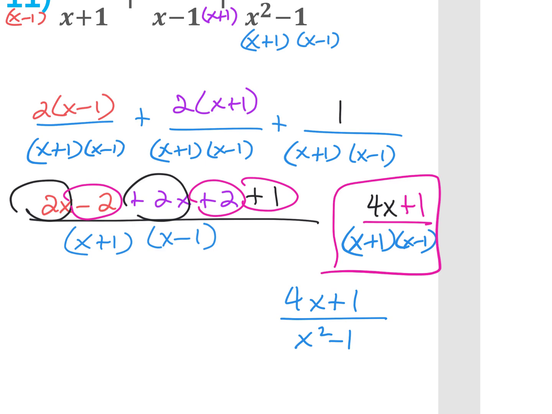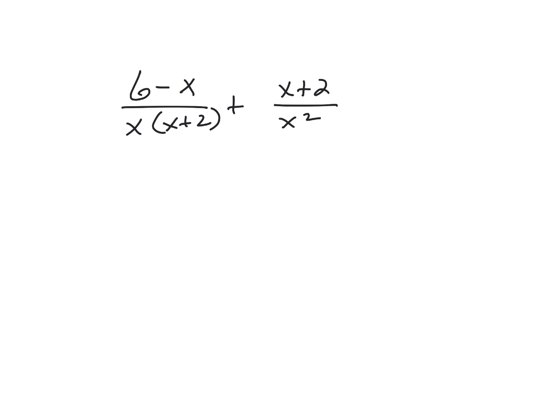Let's try one more because we got time here. Let me try a little bit more complicated one just to give you a little practice. Let me add one more example. So let's do 6 minus x over x times x plus 2, plus x plus 2 over x squared, plus 8 over x squared times x plus 2. It's a little complicated here.